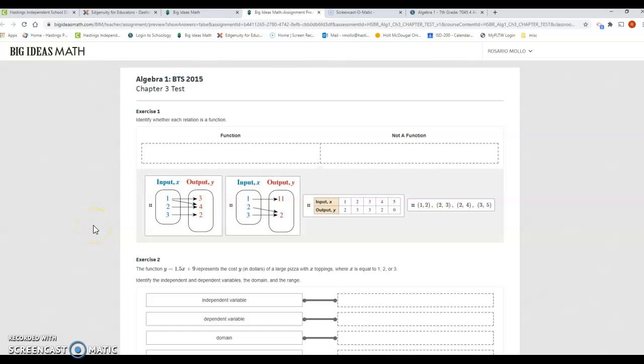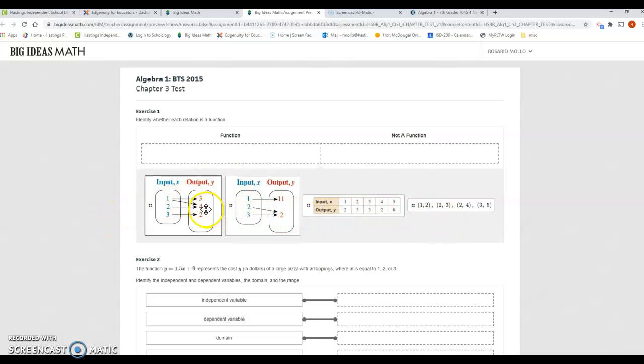So kind of similar to the video from yesterday, I'm just going to go through the test here, and it's pretty much the same thing. So very similar to the review, so hopefully you did the review yesterday and you got a good score on that and took that seriously. Always a good idea to maybe go back and have the review open as you're doing this test here.